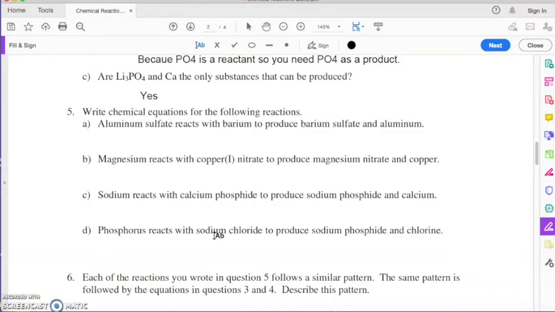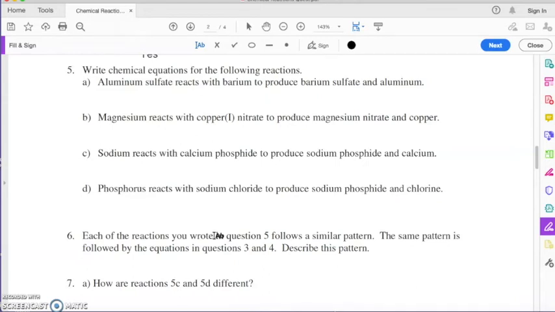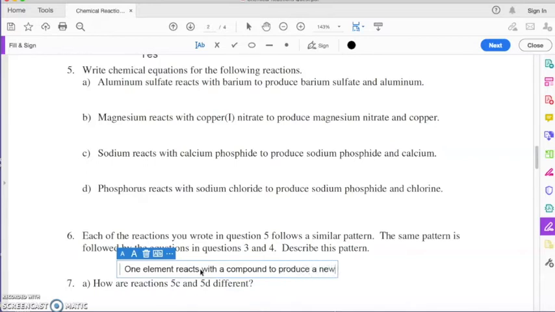Okay, so compared to what you saw on the board in the example, please check yourself. Now, each of the reactions I wrote in question 5 follow a similar pattern. The same pattern is followed by the questions 3 and 4. Describe the pattern that you see. And it should be, hopefully, one element reacts with a compound to produce a new compound and element.